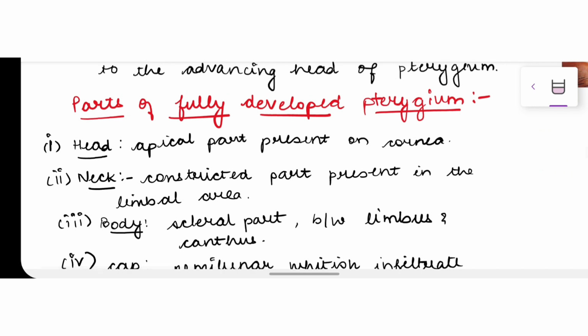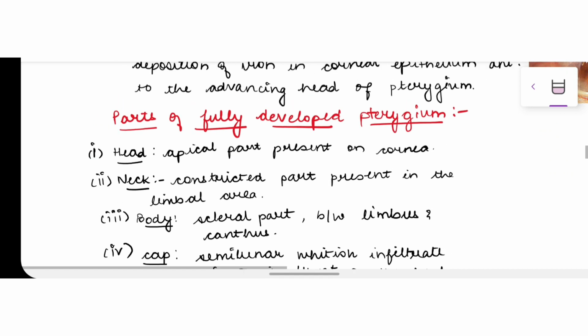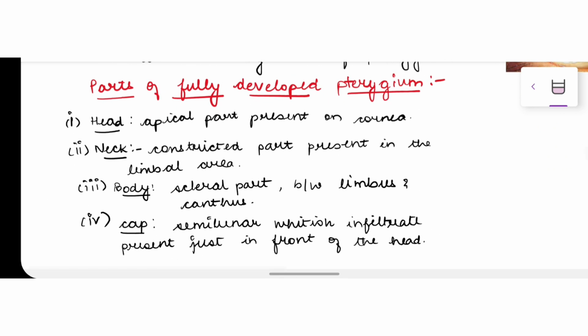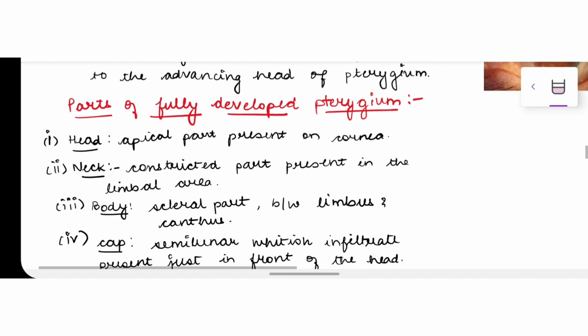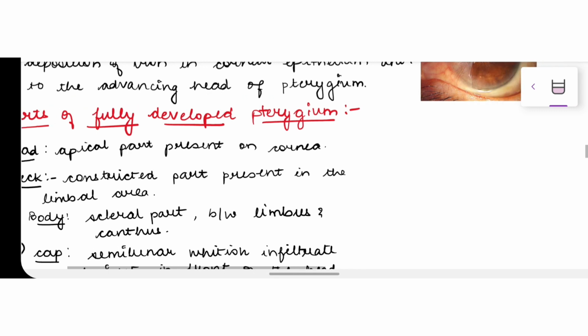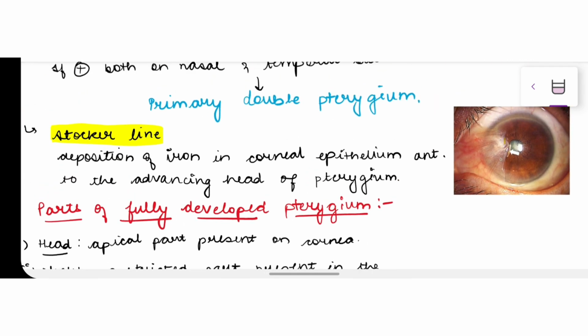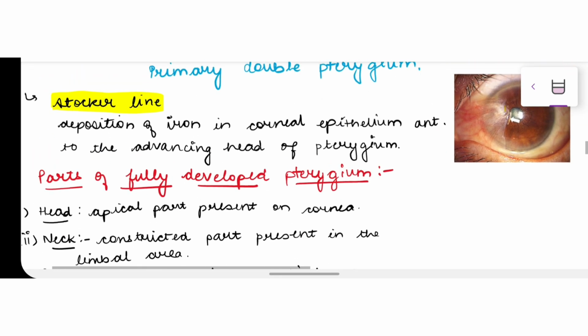Now what are the parts of a fully developed pterygium? The pterygium is basically divided into 4 parts: head, neck, body, and cap. First of all, what is the head? That is this one, the apical part which is present on the cornea. The second one is the neck, the constricted part. This one is our limbus, and here there is a constriction. This is known as the neck, and the rest of it is known as the body.